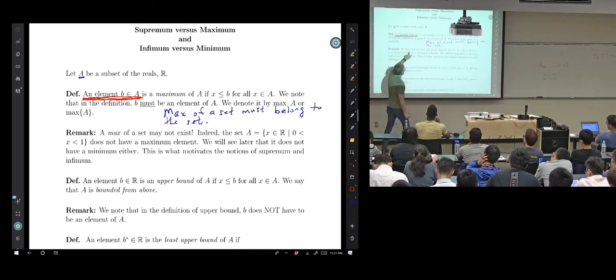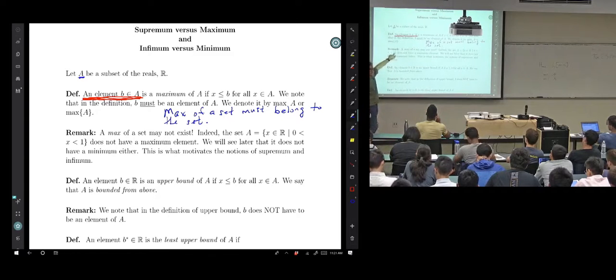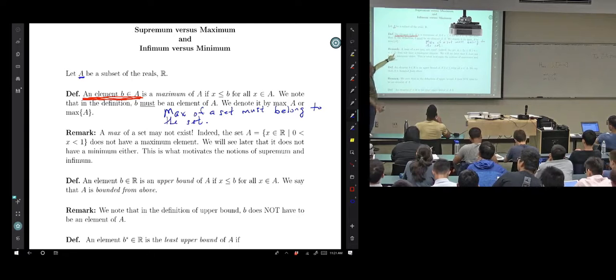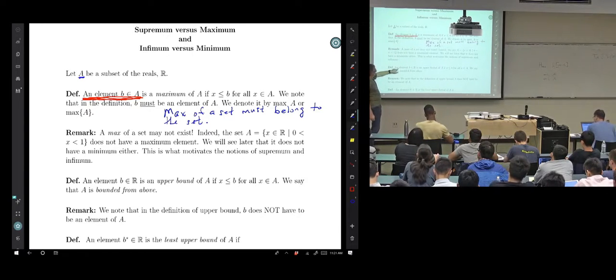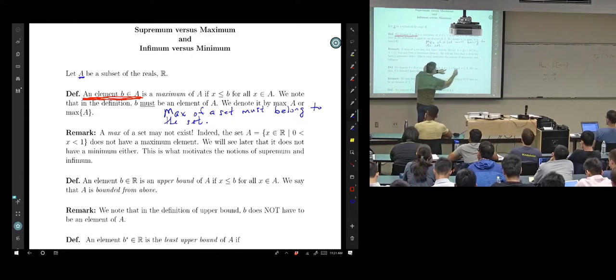So the supremum of this set will be 1. We will define it to be the least upper bound. It's any number in the reals that is an upper bound, and it's the smallest of all of those. An element is an upper bound if everything in A is less than it.